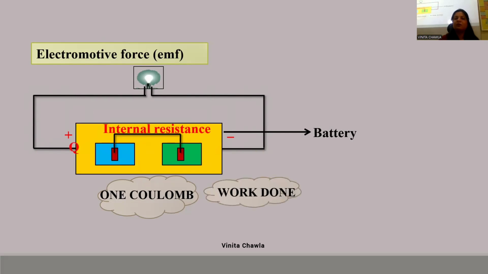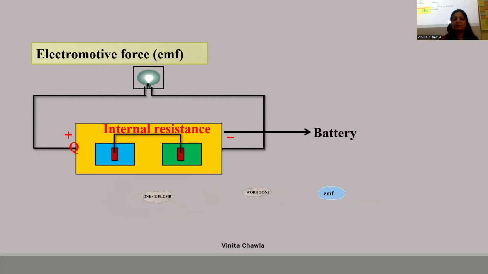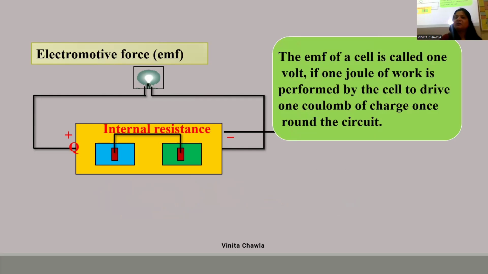Okay. So what is electromotive force? It is the work done by the charge. See, from positive to negative, the charge can easily flow because charge flows from higher potential to lower potential, okay? But if a charge has to flow from a lower potential to a higher potential, then work has to be done. Okay, and this work done per unit charge is the EMF, electromotive force. So the EMF of a cell is called 1 volt if 1 joule of work is performed by the cell to drive 1 coulomb of charge once round the closed circuit.